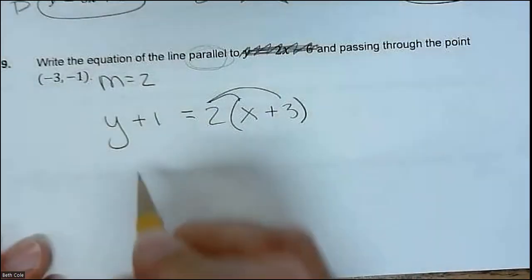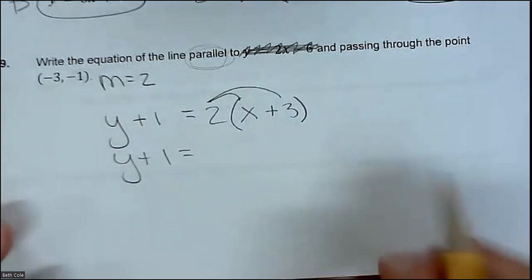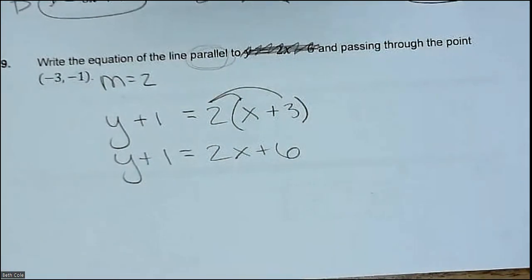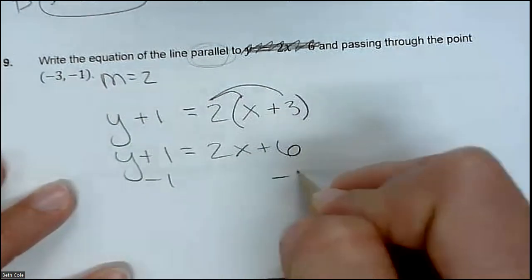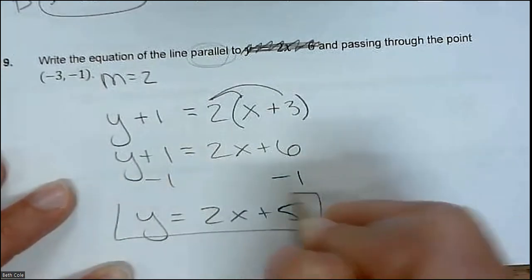Distribute the 2. I feel like that's the same as the one we did on the front page, isn't it? It had a slope of 2. Didn't it come out to 2x plus 6? I feel like we did one like that. No, 3x. Or, oh yeah, that's right. It had all those 3s in it. 2x plus 6, and then what's your last step? Subtract 1. So it'll be y equals 2x plus 5.